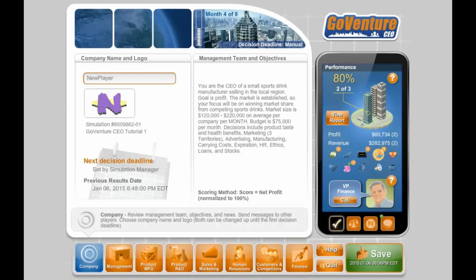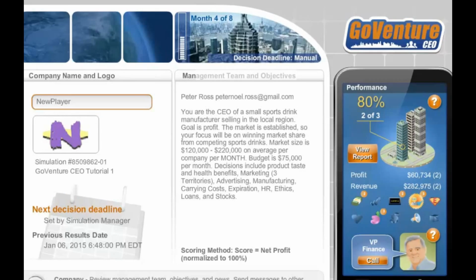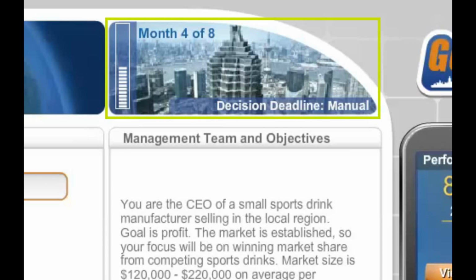Our simulation advances in business periods. A business period may be a year, a month, a week, or some other time frame. In this simulation, you can see that the business period is months, and it is scheduled to run for 8 periods. Right now, we're at the beginning of month 4.